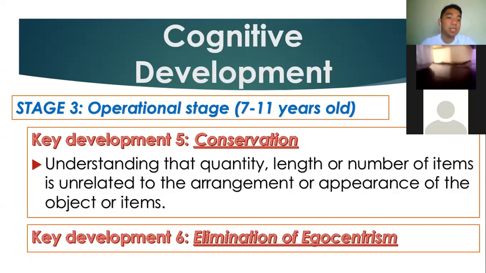So next, we have conservation. Okay, understanding that quantity, length, or number of items is unrelated to the arrangement or appearance of the objects or items. So bisan pag rearrange nimo ang object, it is still the same. So at this stage, the child already has that kind of thought. And then the last key development is the elimination of egocentrism. So, he can take already the point of view of other people. Kung papilion na nimo siya og regalo para sa iyang sister, mupili na siya og pambabae because his sister is a girl.